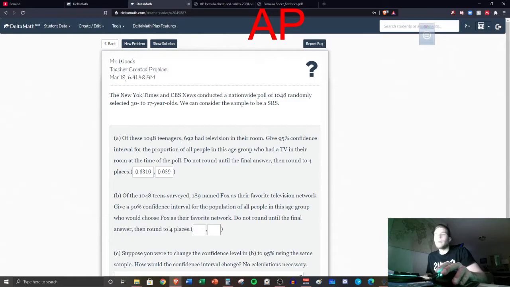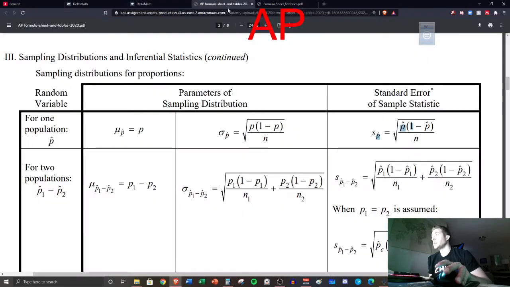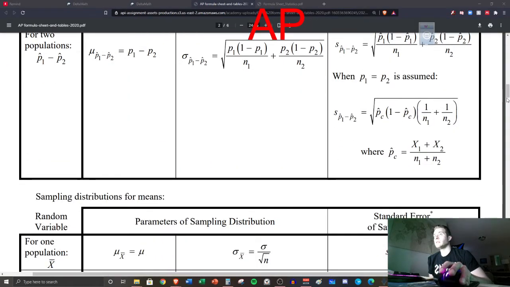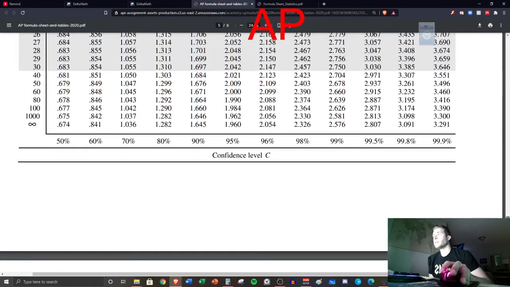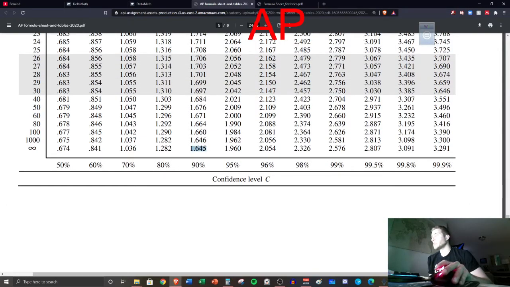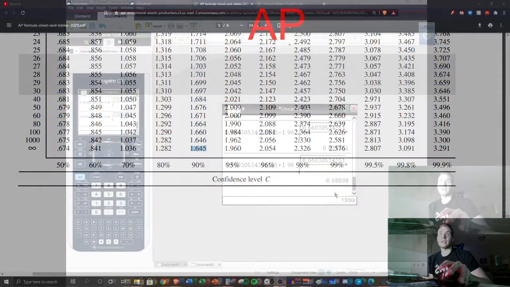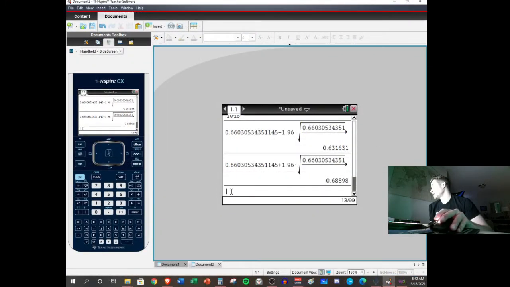And then we see this new problem where we change the proportion. It says we're interested in the proportion who like Fox network. And so this is going to change our proportion. We have to really do some recalculating. So we have to find our new critical value. So let's start by finding that new critical value for 90%. We'll scroll back down. 90% is 1.645.